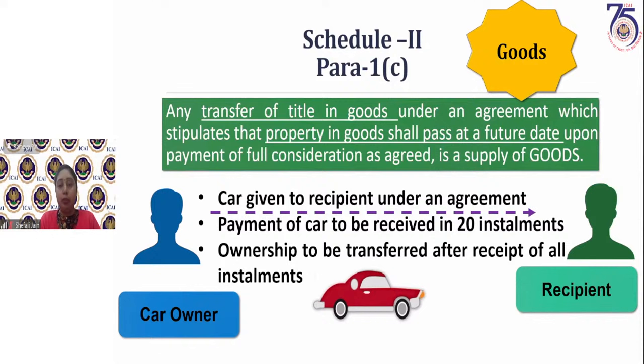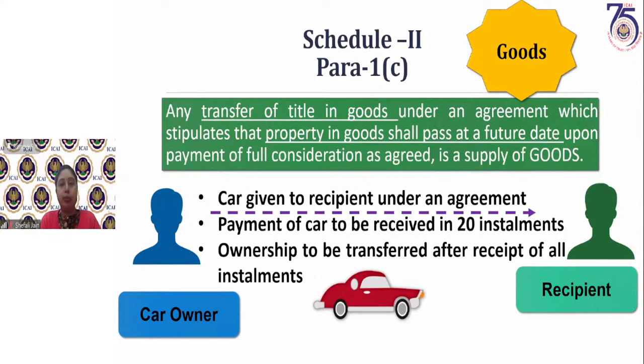Suppose you have given some goods to a person and you have said that you check them properly, and if you feel like buying them, you let me know. So when that sale transaction materializes, the goods have been transferred today, but the property in goods will transfer only when that consideration is received by the supplier. So that supply transaction is a supply of goods.